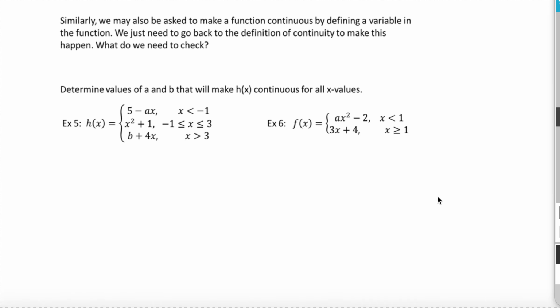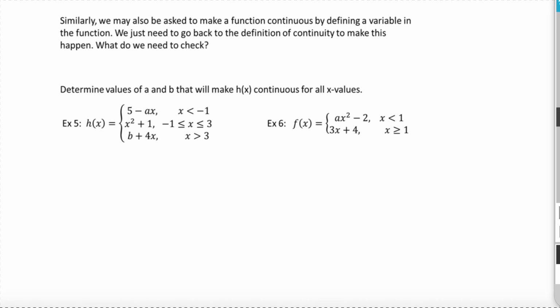Now, one of the skills you'll see come up that's used to test this a lot is making a function continuous by defining some variable in the function that ensures that the function is continuous. Here's where we go back to the definition of continuity to make this happen. What do we need to check? Let's see what the problem is. Determine values of a and b that will make the function h of x continuous for all values.